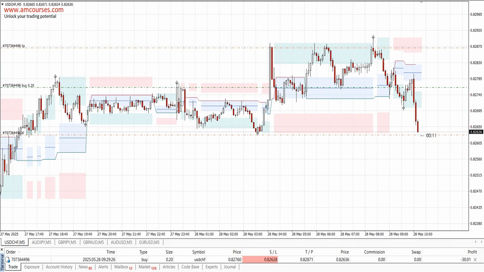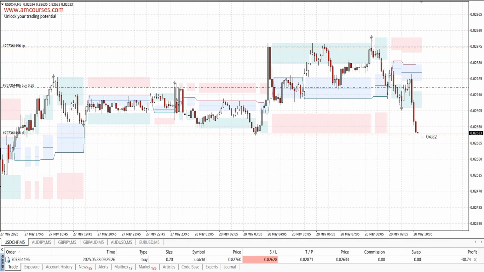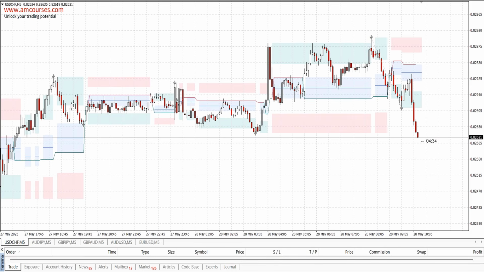All right, traders, not every trade goes in our favor, and this one is a perfect example. As you can see, our USD CHF buy trade hit the stop loss. Even though we had a valid blue demand zone, a bullish candle, and an arrow confirmation, the price just didn't hold and continued to fall.